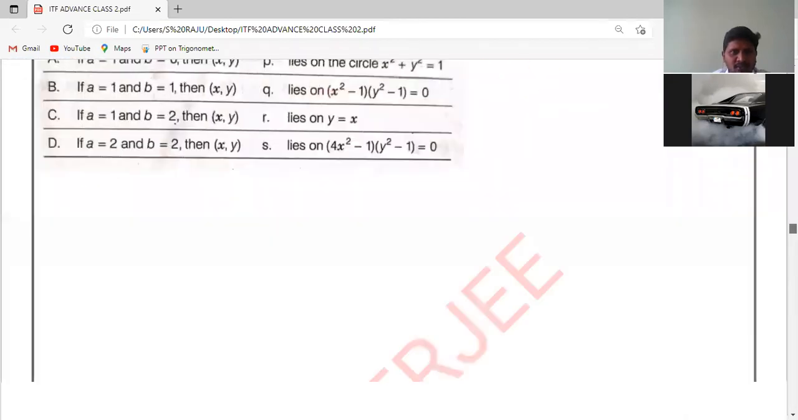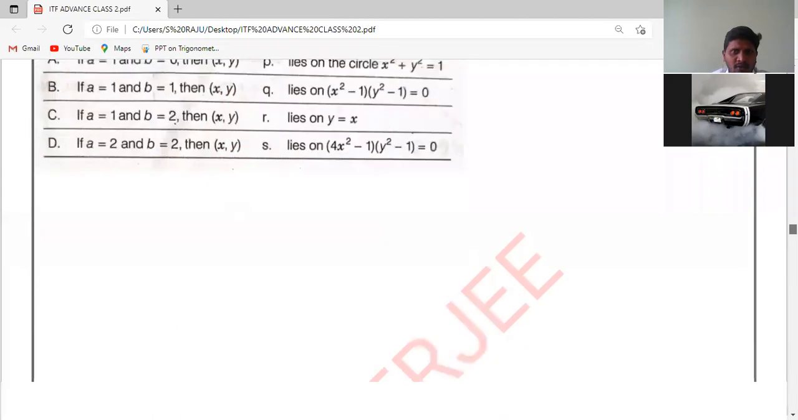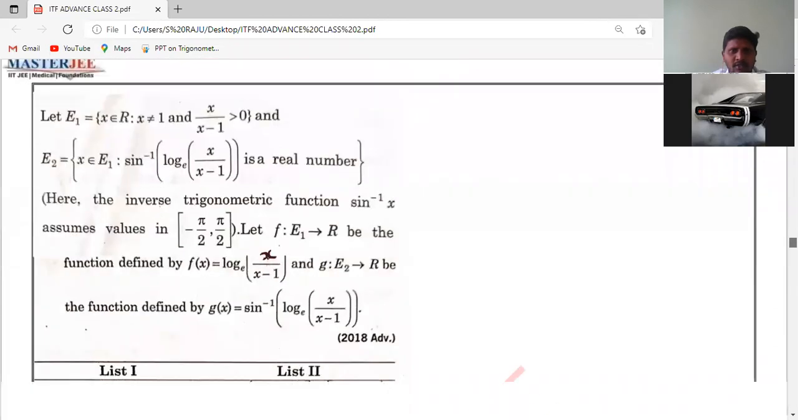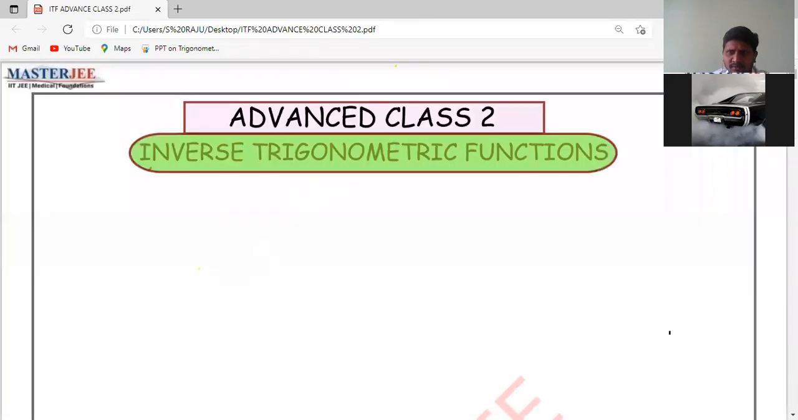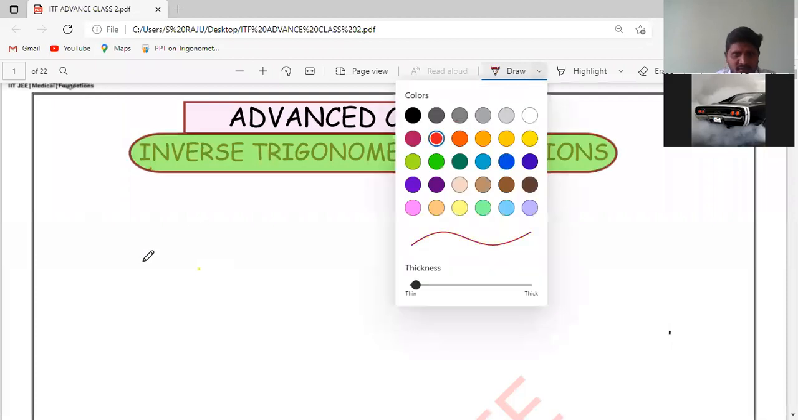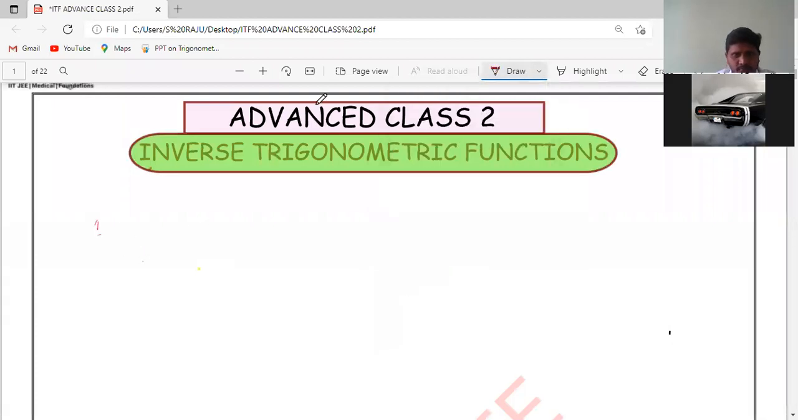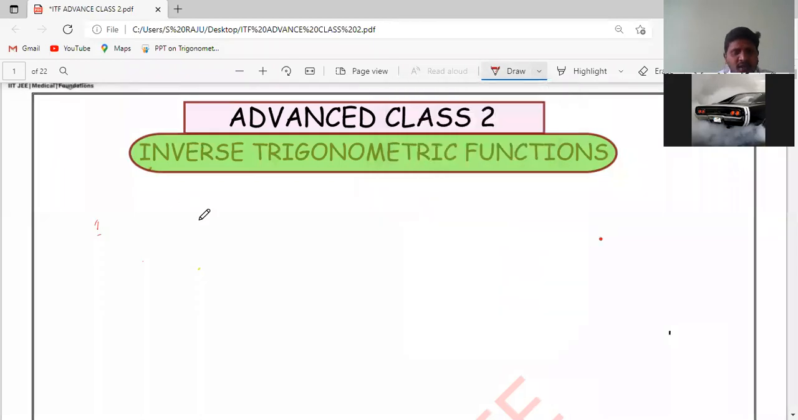I have given almost 3 questions and the statement type questions. After statement type questions, see here, this question they asked in 2007 in advance, and this is 2018 advance. Like that, we will discuss all the questions. Right, before that, first, I'm going to draw the graph of periodic functions.